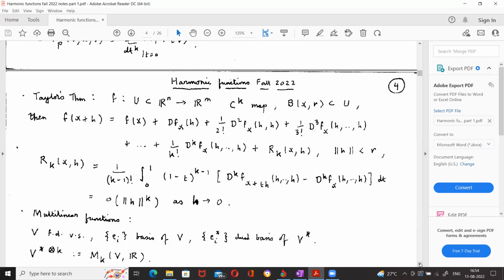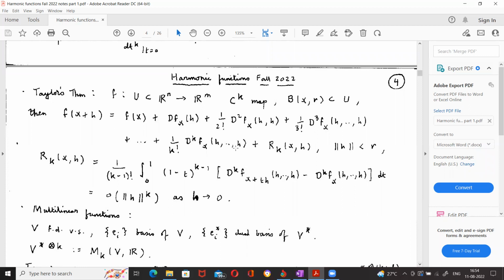So notice, if f is C^k, then d^k f as a function of x is a continuous function. So when norm h tends to 0, d^k f at the point x plus th is close to d^k f at the point x. So the norm of the difference between these two multilinear functions is tending to 0 as h tends to 0. And so applied to (h, h, ..., h), this difference will be less than the norm of the difference times norm h to the power k.